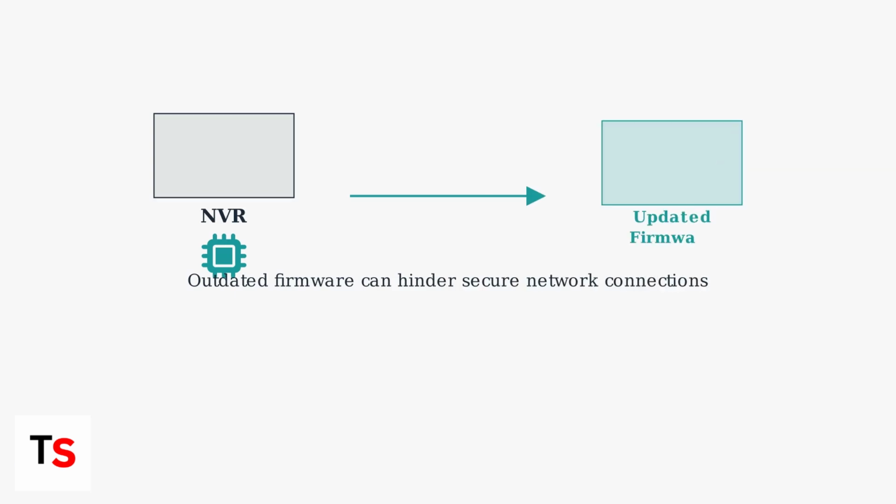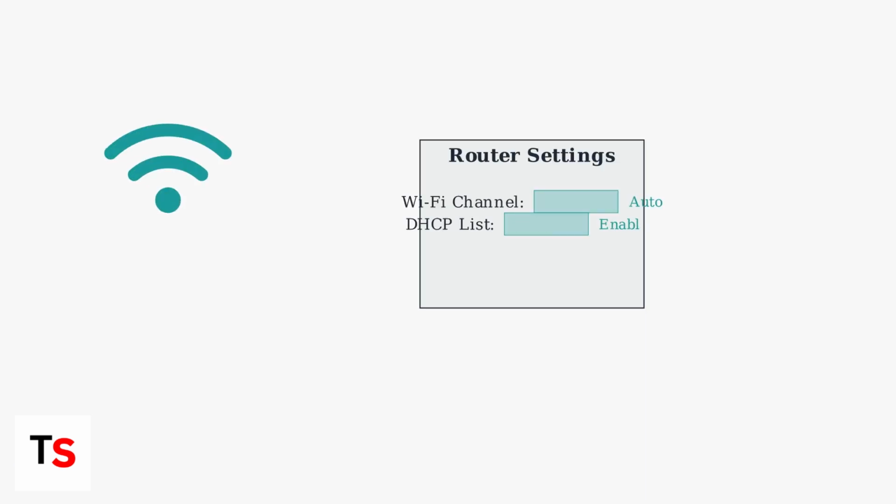When basic troubleshooting fails, advanced solutions become necessary. The first critical step is updating your NVR firmware to the latest version. Next, access your router's configuration settings. Check three critical parameters: Wi-Fi channel settings, DHCP list configuration, and MTU settings. These network parameters directly affect NVR connectivity.